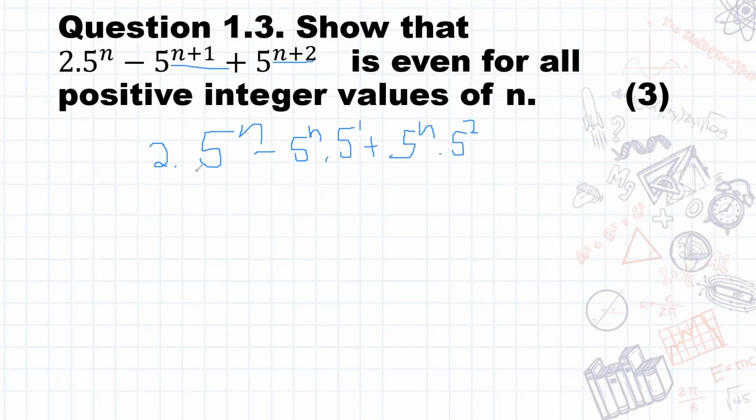Then you can see, if you look closely, that each of these has a 5 to the n. So I'm actually going to take that out as a common factor.